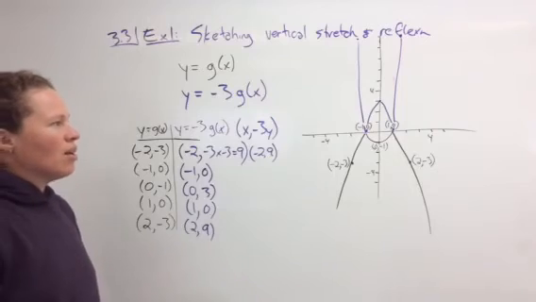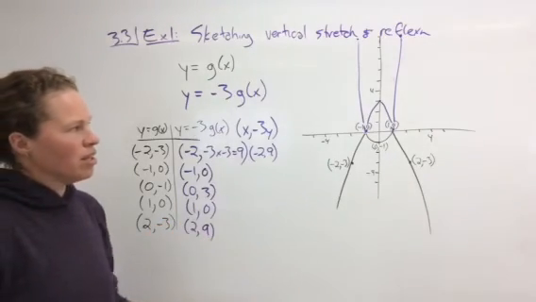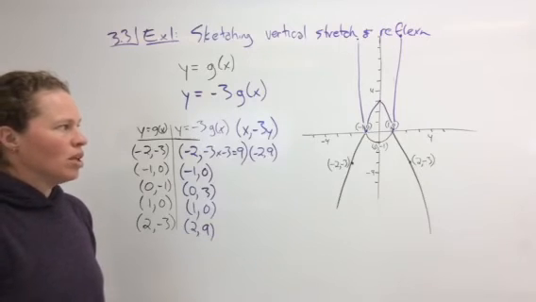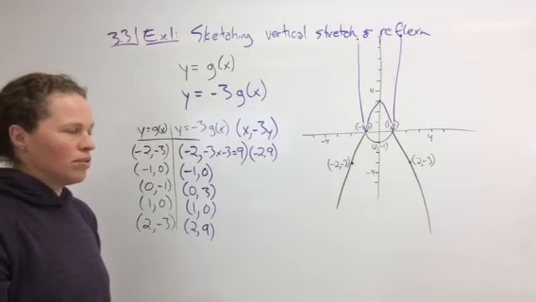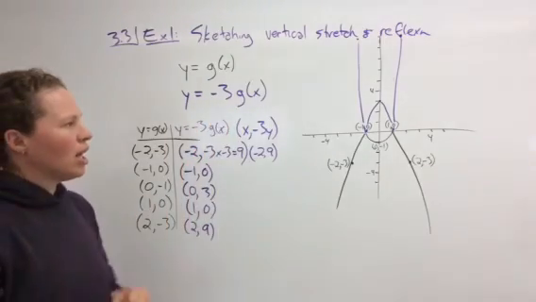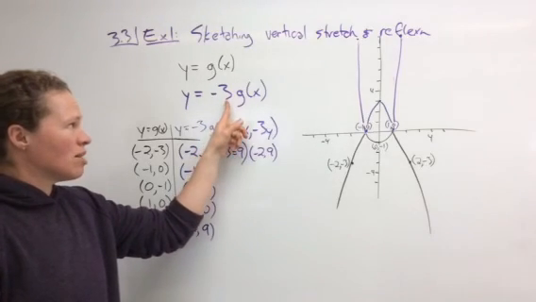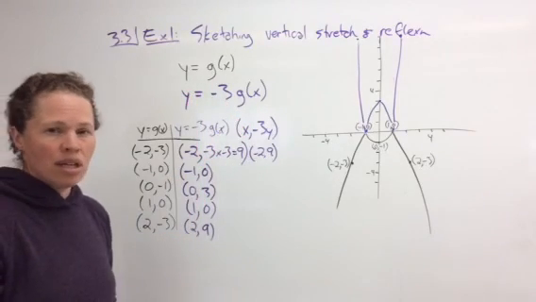So you can see how using the pattern just to get your new points and then plotting the new points shows you what happened here. We've got a flip over the x-axis, which we could have predicted because of the negative, and we've got a vertical stretch of 3, which we also could have predicted because the 3 is on the outside of the function.